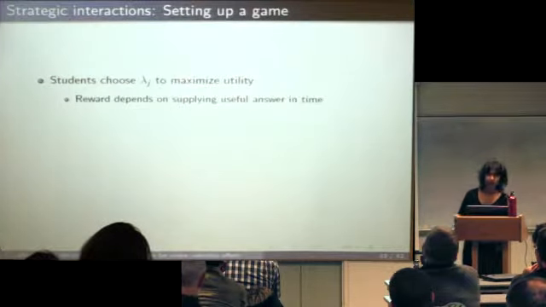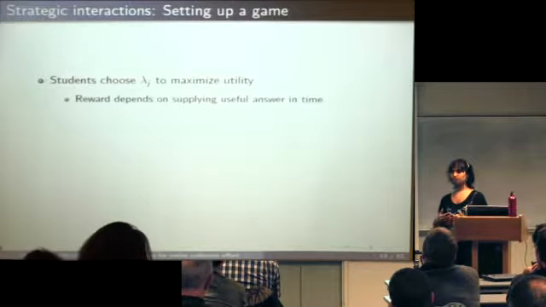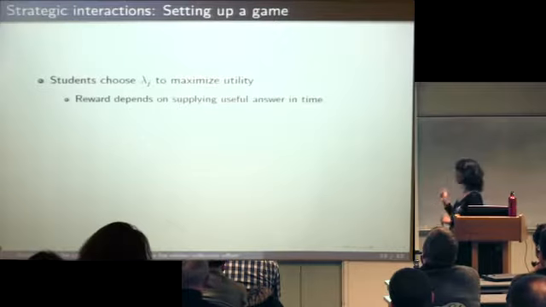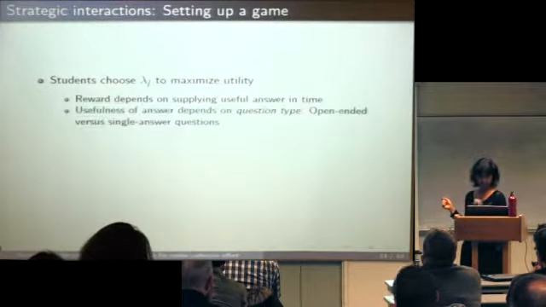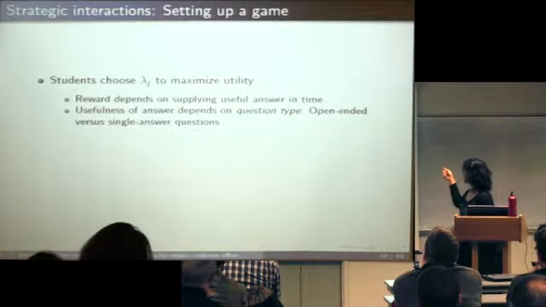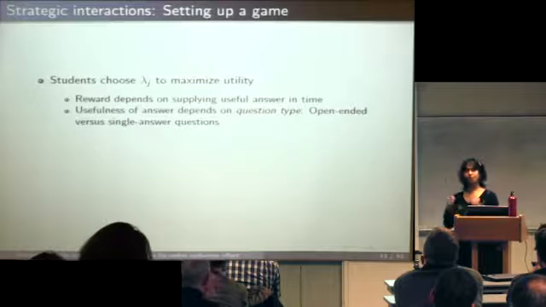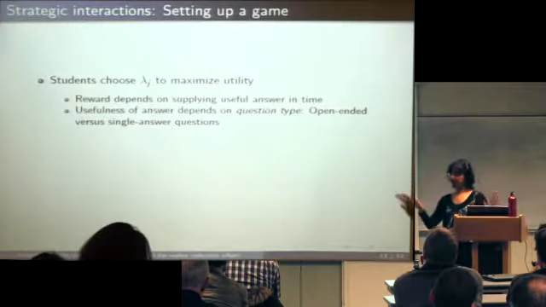Good. So now let's set up the game. The students choose their rate of checking the forum. How often do I need to go on to Piazza to make myself happiest from this class, to maximize their utility? The reward depends on supplying a useful answer in time. The usefulness of the answer depends on the question type. So open-ended questions, any answer which comes in before the instructor is going to get a reward. For a single answer question, only the first answer that comes in is going to get a reward. Remember, we made the assumption that all answers are good, and so on.